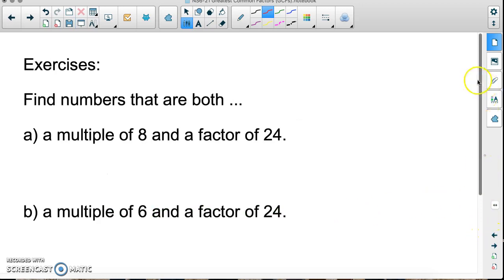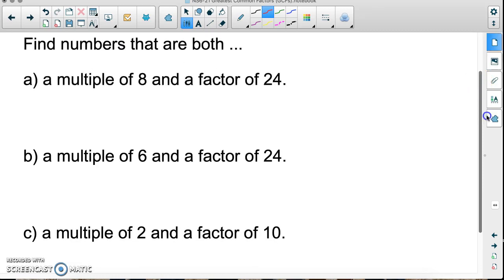So now on your whiteboards, I want you to try and find numbers that are both a multiple of 8 and a factor of 24, a multiple of 6 and a factor of 24, a multiple of 2 and a factor of 10. So remembering what we just went over, factors are few, multiples are many.